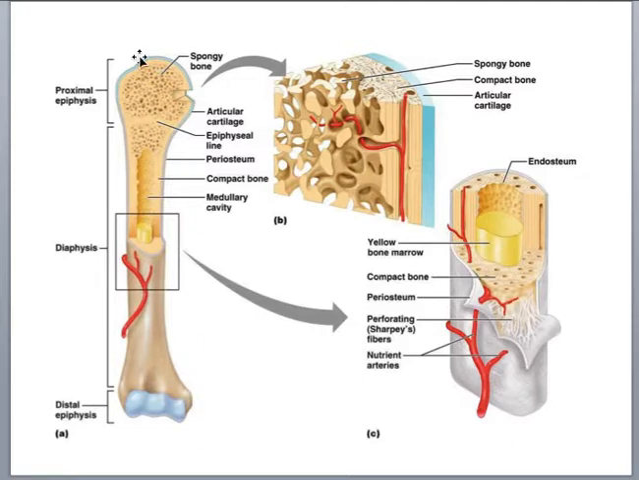These expanded ends, these epiphyses, create joints with other bones. Then this cylindrical portion in the center between the epiphyses is the shaft of the long bone, called the diaphysis. Diaphysis means shaft.